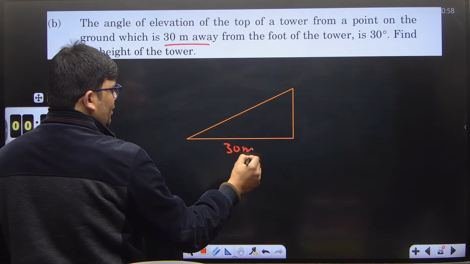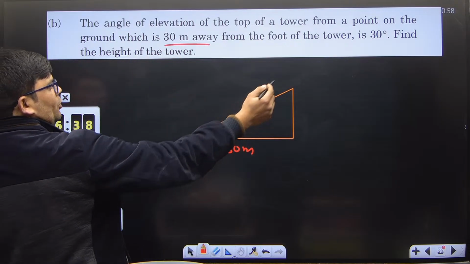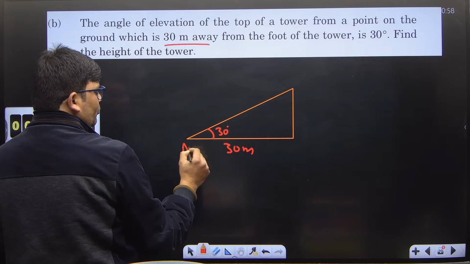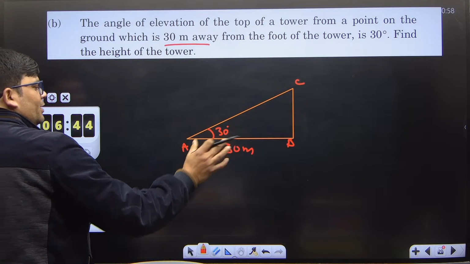30 meter away, 30 degree. Angle of elevation of the top of a tower from a point, let us say the point is A. Find the height of the tower. Easy question.